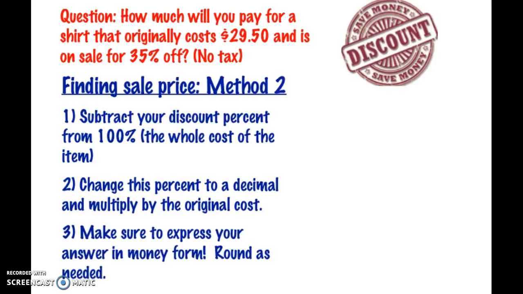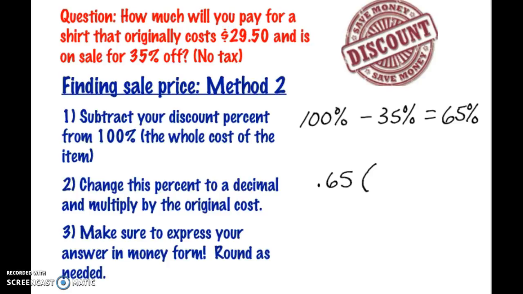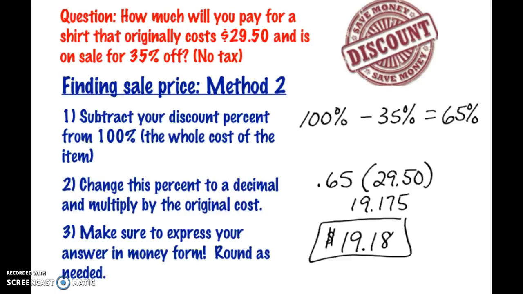All right, let's look at solving the same problem a different way. So similar to the tax, we can also just take our discount percent away from 100%. So originally I would pay 100% of the price, but I'm getting 35% off. That means I'm only paying 65% of the original price. So I'm going to change this to a decimal, 0.65, and multiply it by the original cost, $29.50. I'm going to find that I get 19.175, the exact answer that I got before. So then, just like before, I'm going to say $19.18 is how much this will cost.